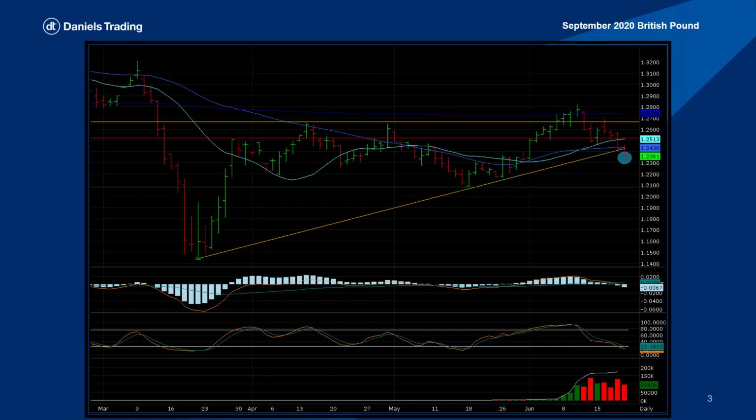Okay, jumping right into our first chart. This is September 2020 British pound, and there was a trade recommendation sent out in this market at the end of last week, but I just wanted to go in depth on the trade setup so that you can compare it with the trade recommendation that was sent out.